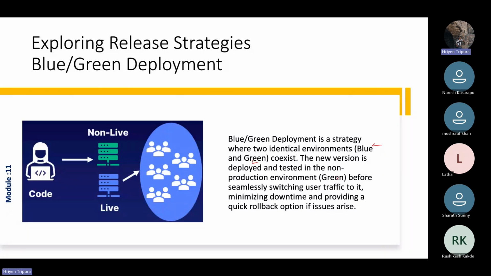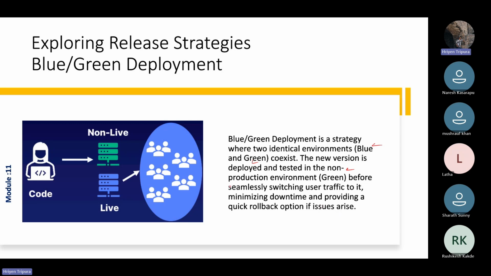Okay, non-production in green. That is how we do it, right? Normally, before moving to production itself, we have to test it in a non-production or lower environment. So in this case, it is known as the non-production, the green environment. Then before seamlessly switching user traffic to it, minimizing downtime and providing a quick rollback option if an issue arises.